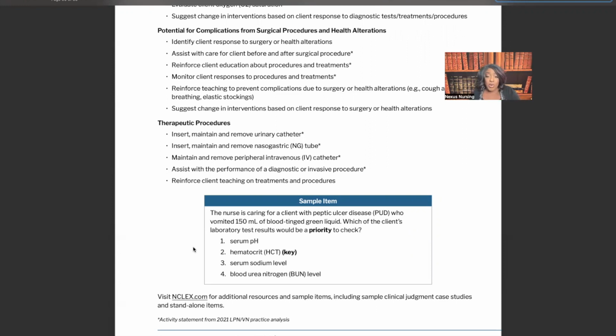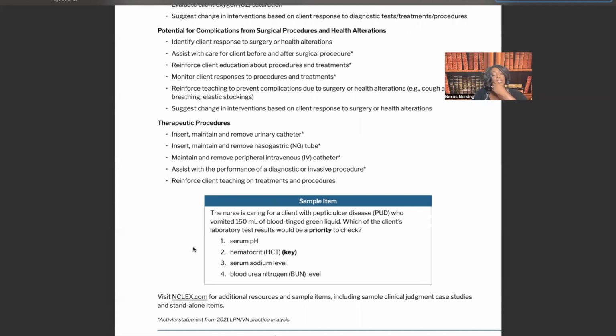And we just saw in the question that they just had surgery when? A week ago? Did it say when? Okay, it doesn't say. Excuse me, not even surgery. It says they had peptic ulcer disease and they vomited 150 milliliters.